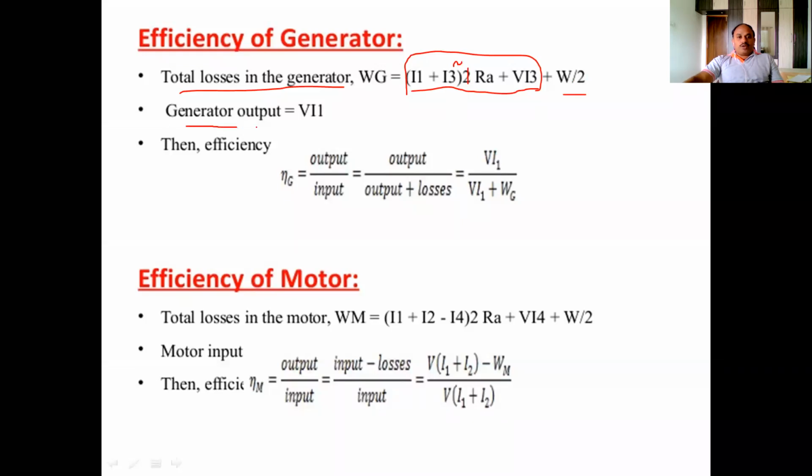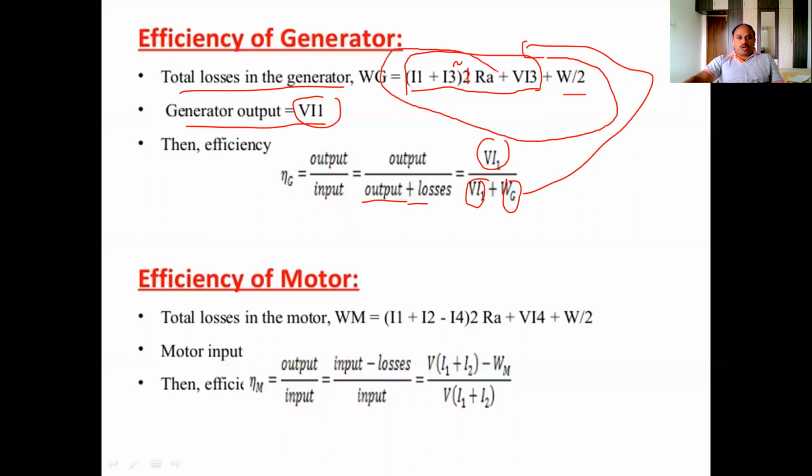So generator output equals voltage into current, V into I1. Therefore, generator efficiency equals output by input. Input is written as output plus losses. So efficiency is the output, V into I1, divided by the output plus the total losses in the generator.